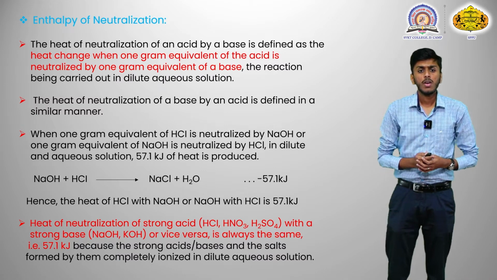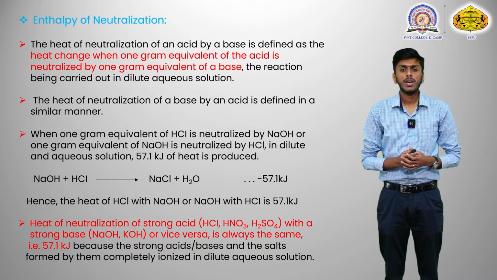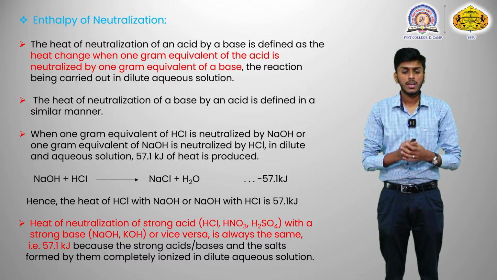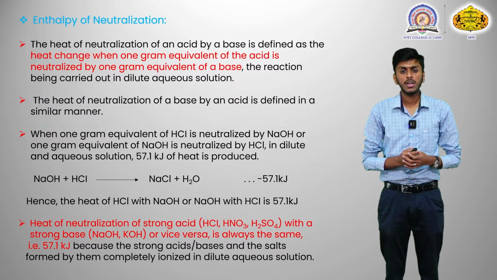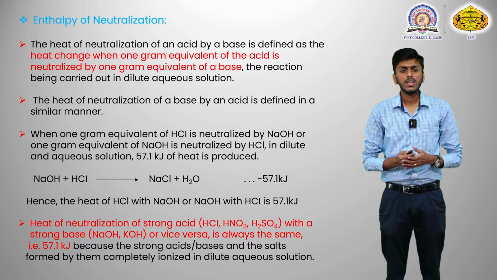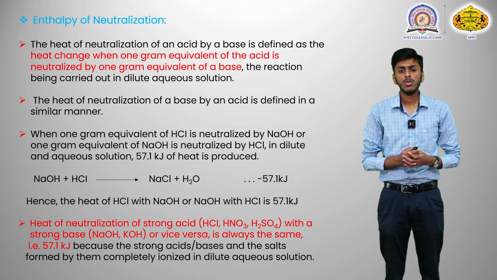For example, when 1 gram equivalent of hydrochloric acid is neutralized by NaOH, or 1 gram equivalent of NaOH is neutralized by HCl in dilute aqueous solution, 57.1 kilojoule of heat is produced. We can see the reaction there, NaOH plus HCl giving us a salt NaCl and water. The generated heat is 57.1 kilojoule. Hence the heat of neutralization of HCl with NaOH or NaOH with HCl is 57.1 kilojoule.